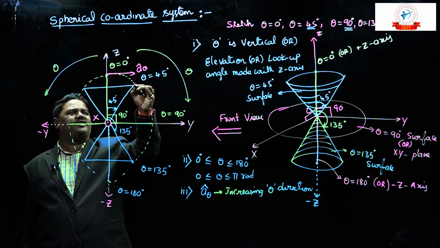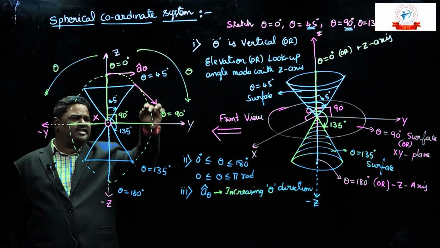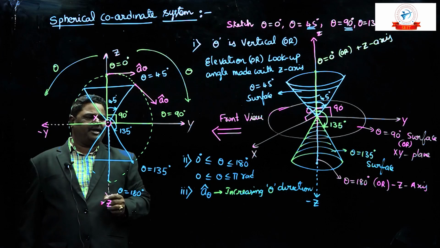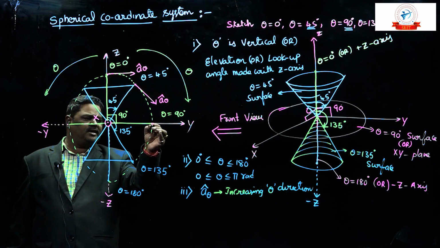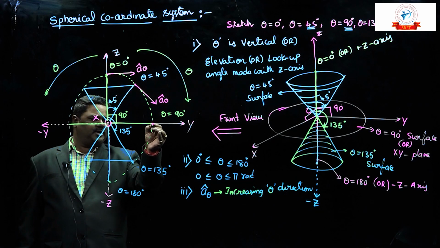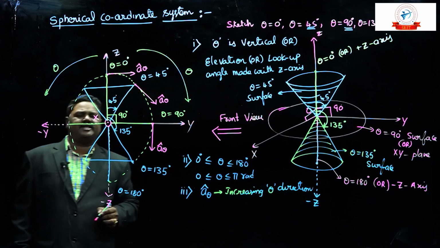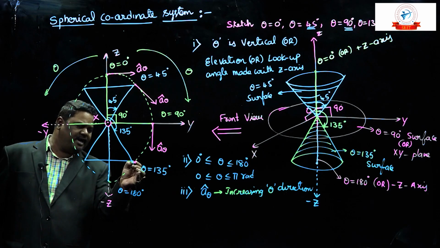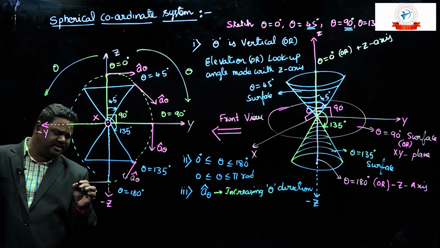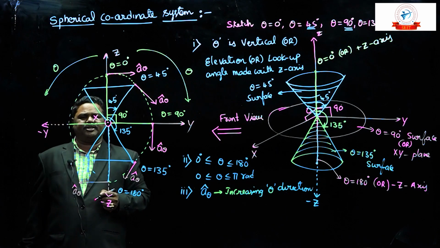Similarly, if you want the theta direction at this point, draw the tangent along the increasing theta direction. That is the theta-hat direction at this point. Similarly, we consider this point. We need the theta-hat direction at this point, so draw the tangent to the increasing theta curve. That is the theta-hat direction. Wherever you require the theta direction, draw the tangent to the increasing theta curve. That gives the theta-hat direction.